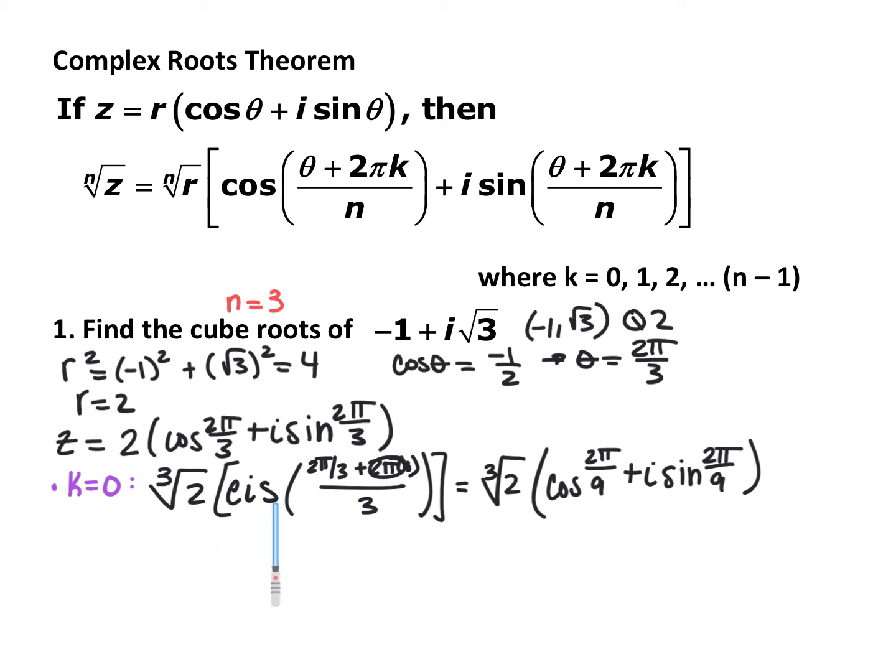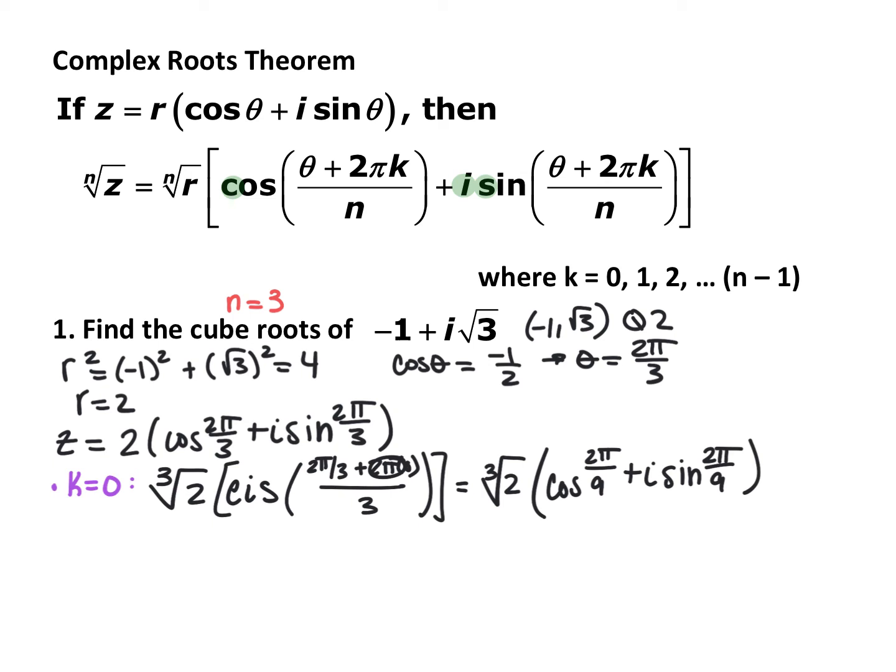Here I did a little shorthand, the cis notation. Instead of having to write cosine of something and then i sine of the exact same thing, sometimes in shorthand we just write cis to represent cosine, i, sine. So it's just a little shorthand when you're doing the work because the insides are the same. And then I divided this thing by 3. So anything times 0 is 0, so that part goes away. So inside the angle, I just end up with 2 pi over 3 divided by 3. So then I get the cube root of 2 times cosine of 2 pi over 9 plus i sine of the same thing. That's my first solution.